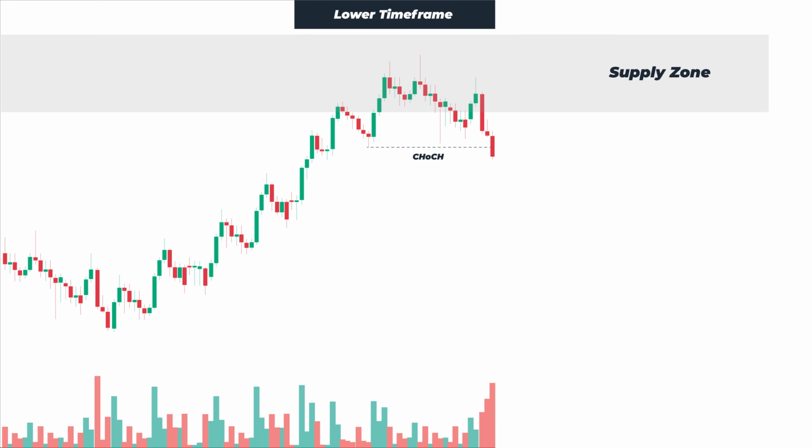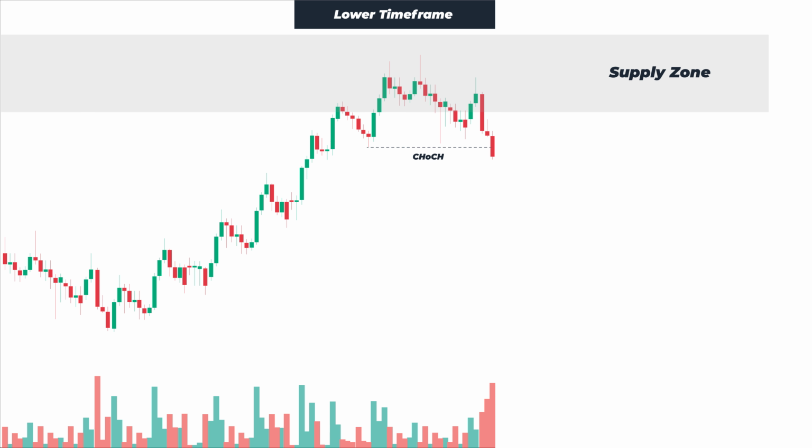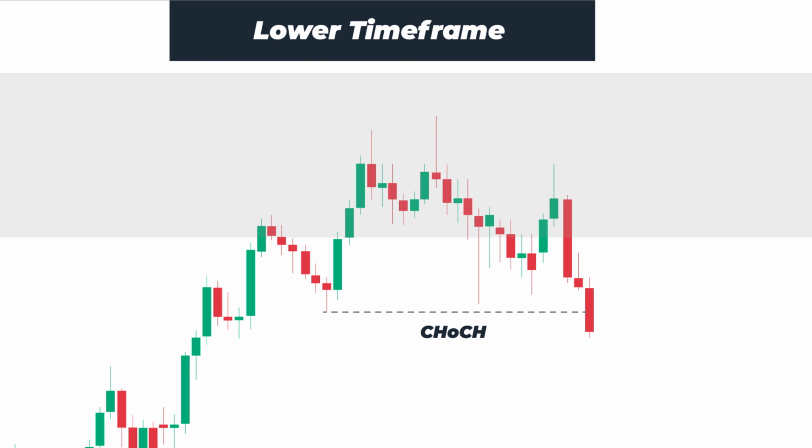That proof usually arrives as a change of character on the lower time frame. And if that change of character is accompanied by a noticeable increase in bearish volume, something powerful happens. The higher time frame structure, the point of interest, the volume divergence, and the market structure shift all begin pointing in the same direction. That's when a setup starts moving from possible to high probability.